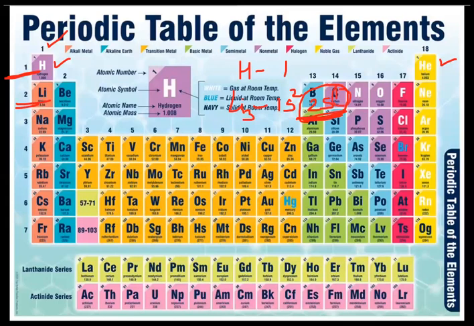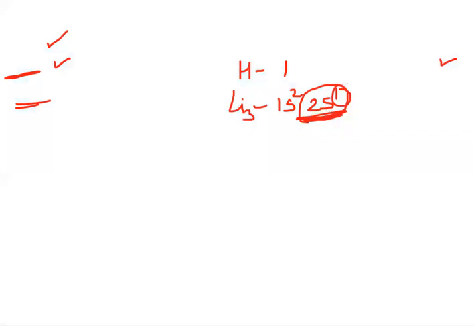Comparing this to hydrogen, when you go down the group in a periodic table, all the elements will have the same number of valence electrons. So if I talk about hydrogen, lithium, let's talk about sodium. The atomic number for sodium is 11. How do you write the electronic configuration for sodium? You write it as 1s2, 2s2, 2p6, and then 3s1.